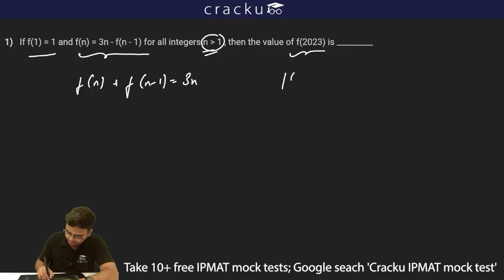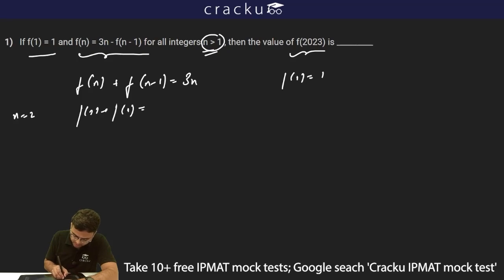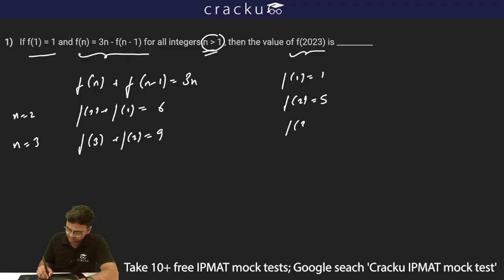So now we have f of 1 is equal to 1. Now let's find out, if n is equal to 2, f of 2 plus f of 1 should be equal to 3 into 2, which is 6. Now f of 1 is 1, so f of 2 will be 5. Now if n is equal to 3, f of 3 plus f of 2 should be equal to 9. Now f of 2 is 5, so f of 3 will be 4. Similarly, if I put n is equal to 4, f of 4 plus f of 3 will be 12, and therefore f of 4 will be 8.